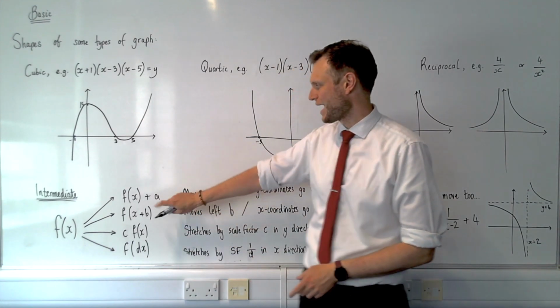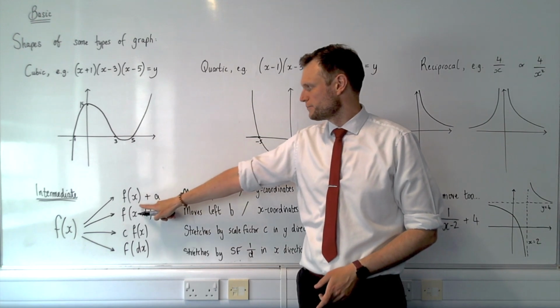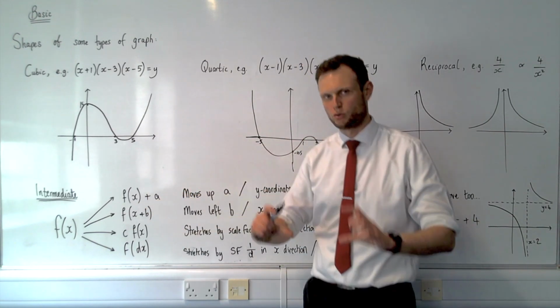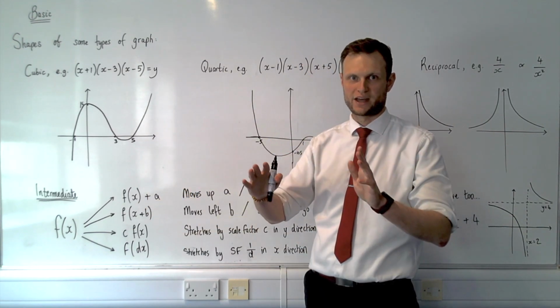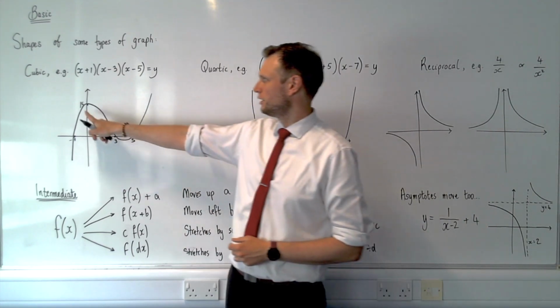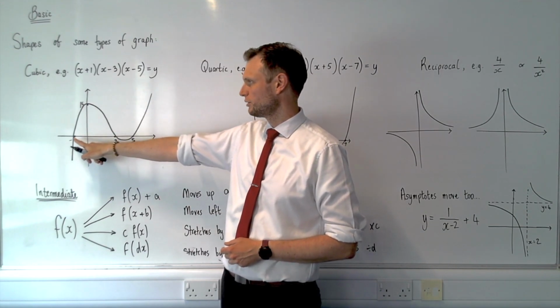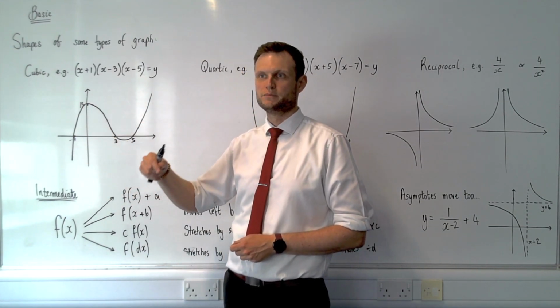So if you start with a function, say this was our function, the cubic, if we add a to that, the whole graph moves up by whatever that add is. So if we've added 2, everything moves up by 2. So this point here, 15, would go up to 17.